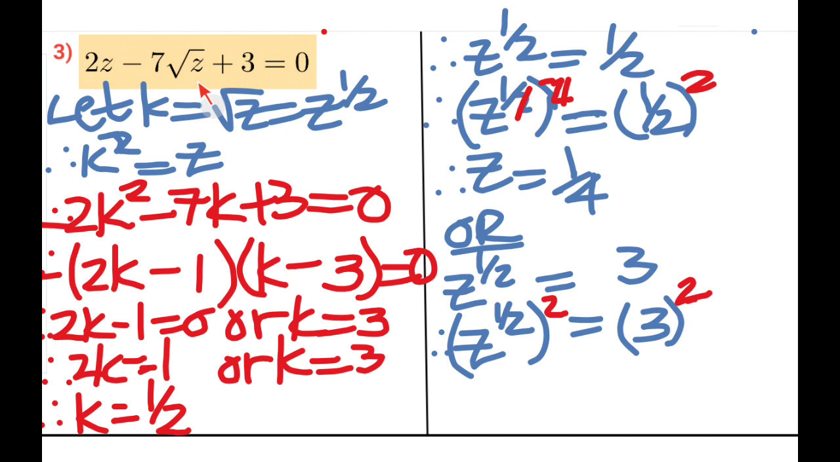Therefore, z is equal to 3 squared, that's 9. So we've got two options: z equals a quarter and z equals 9. Let's check if they both are admissible solutions.